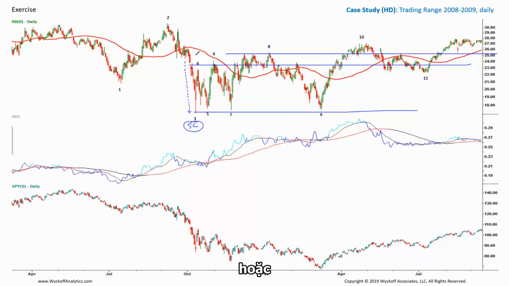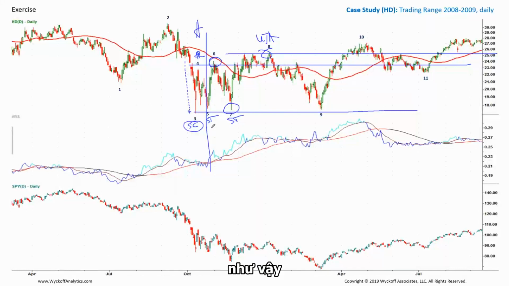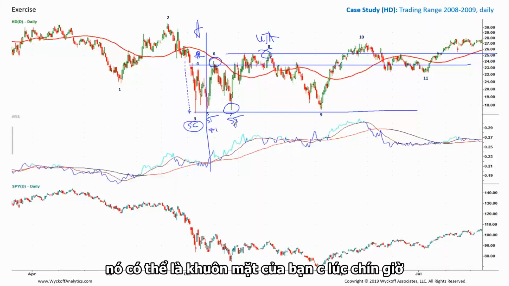And so your 4, AR, your automatic reaction. 5, secondary test. There's your phase A. Okay. Yeah. Test and B. Test. Yep. 7, upthrust. 8. Okay. Yep. Upthrust. Yep. Secondary test. What about 9? 9, I guess that's your third secondary test. So that could be your phase C at 9.